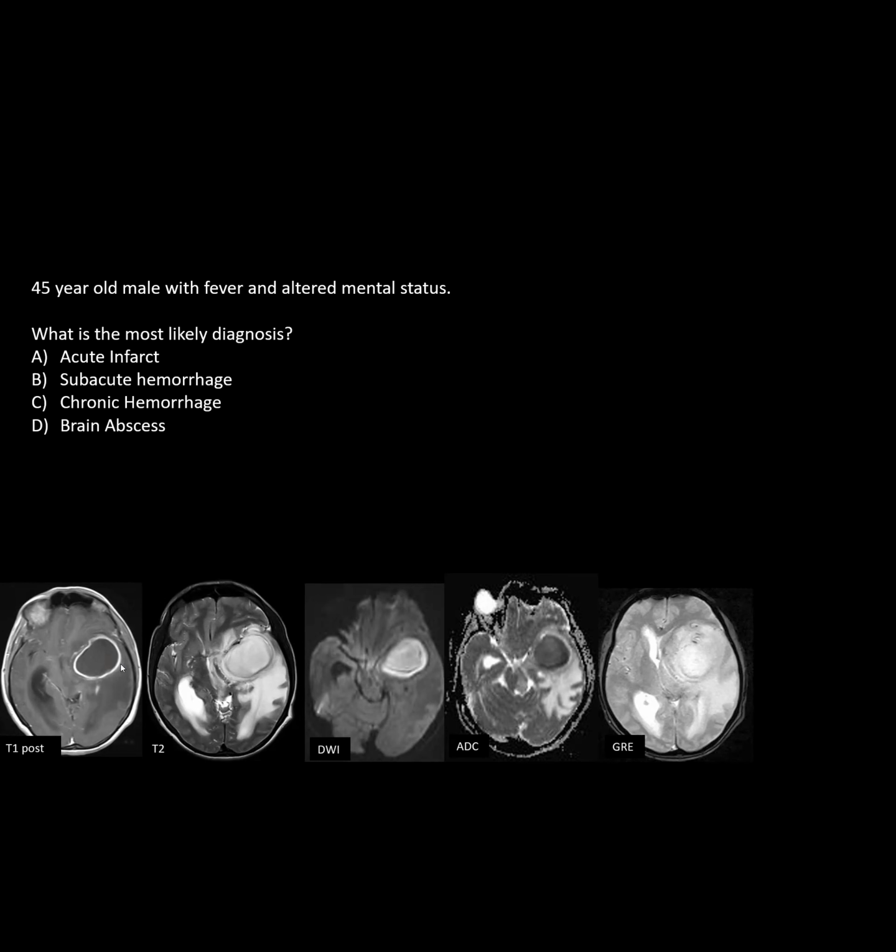Is it solid or something else? Looks... It's rim enhancing. Okay, so there's an area of rim enhancement in the left temporal region.